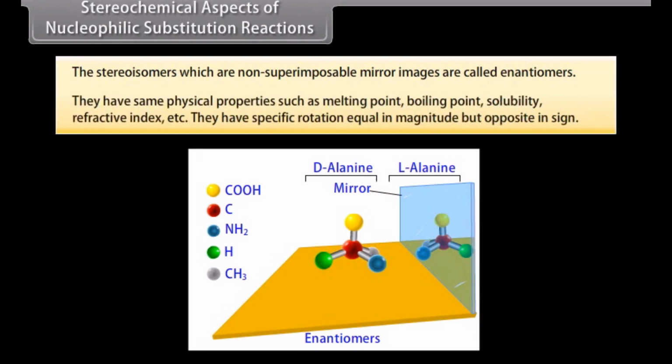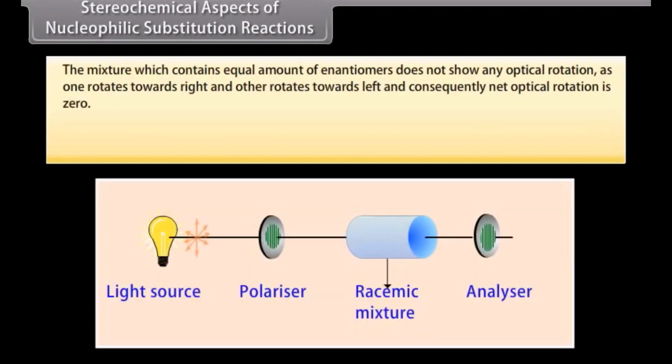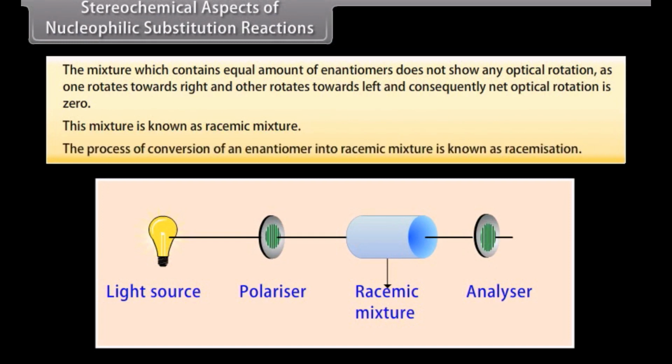They have the same physical properties such as melting point, boiling point, solubility, refractive index, etc. They have specific rotation equal in magnitude but opposite in sign. The mixture which contains equal amounts of enantiomers does not show any optical rotation, as one rotates towards right and the other rotates towards left, and consequently the net optical rotation is zero. This mixture is known as racemic mixture. The process of conversion of an enantiomer into racemic mixture is known as racemization.